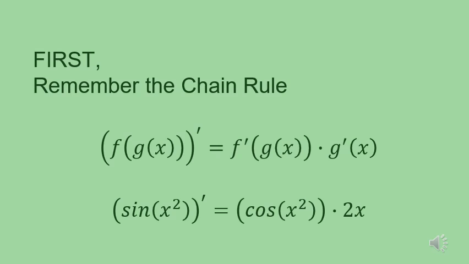And remember what you did is you did the derivative of the outside times the derivative of the inside. So like if I wanted to find the derivative of sine of x squared, I do the derivative of sine as cosine. That's why part of my answer is cosine of x squared. But then I've got to do the derivative of x squared. That's 2x. So my final answer is cosine of x squared times 2x.